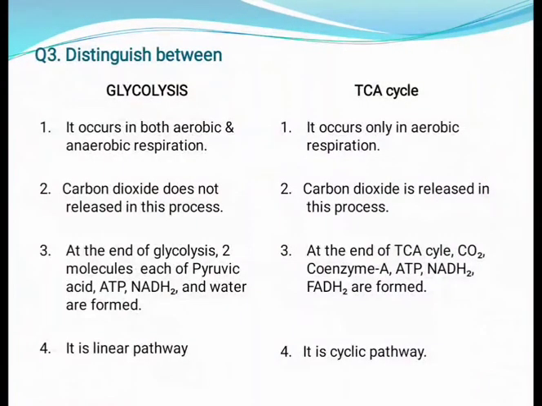Question number 3. Distinguish between glycolysis and TCA cycle. So TCA cycle means what? Tricarboxylic acid cycle, which is also called the Krebs cycle. Okay. The first point: glycolysis occurs in both aerobic and anaerobic respiration. Second, the TCA cycle occurs in aerobic respiration only. Okay.